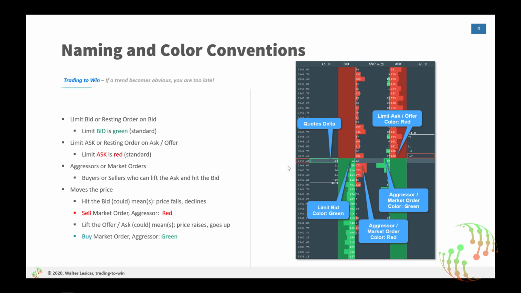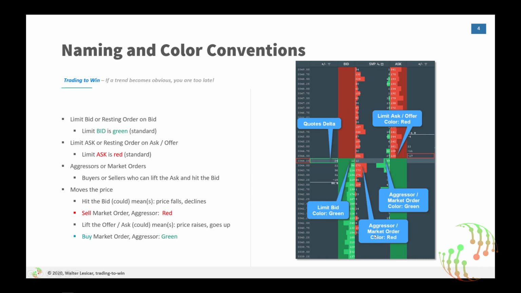I think it is important to talk briefly about naming and color conventions in Bookmap to understand the demo better. So limit bid or resting order bid, this is this side here. Limit bid, and the color is green. So when we look at the left side of the order book, we have a bid column, limit orders or resting orders on bid, and the color is green. When we are talking about the limit ask or resting order on ask or offer, the color convention is red here. Aggressors or market orders are always in the middle of this limit order book.